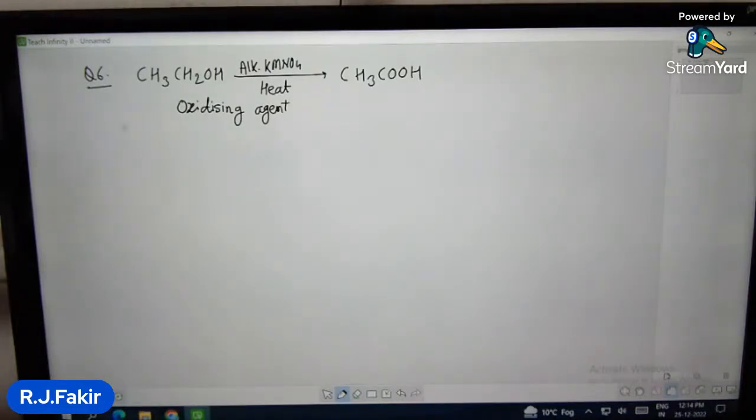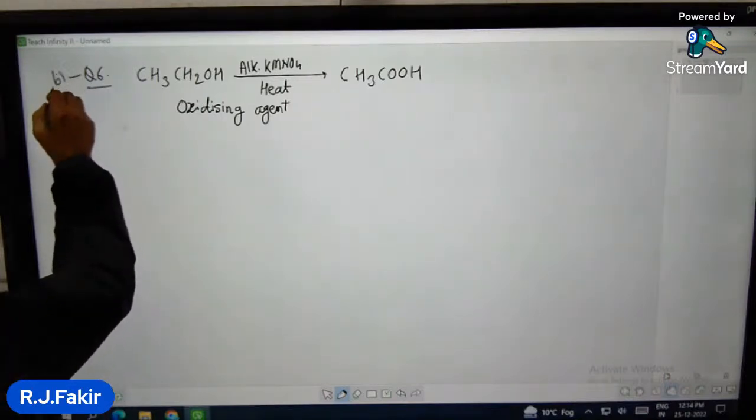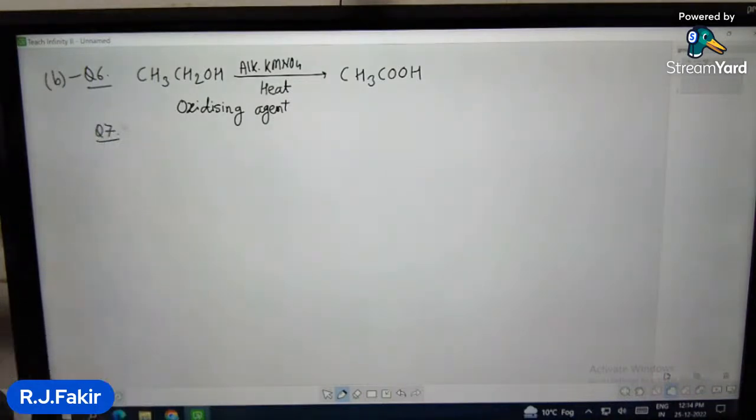And oxidizing agent is the option here, B for this one. And in question number 7, okay, this will again be on the basis of the chemical reactions.